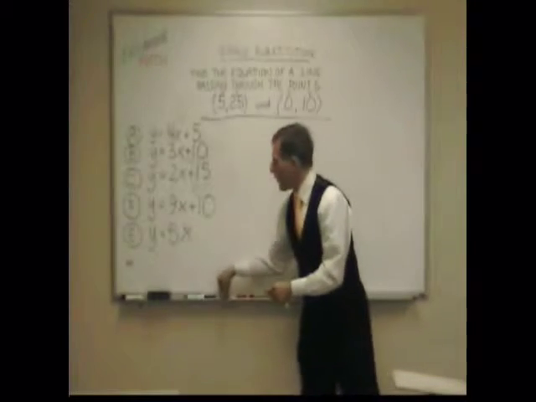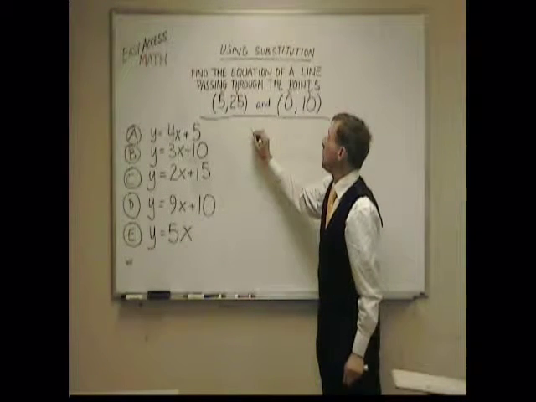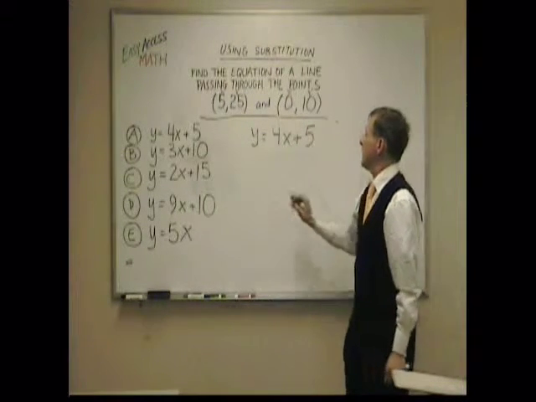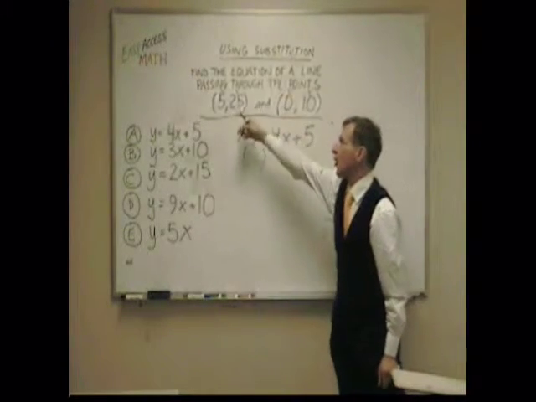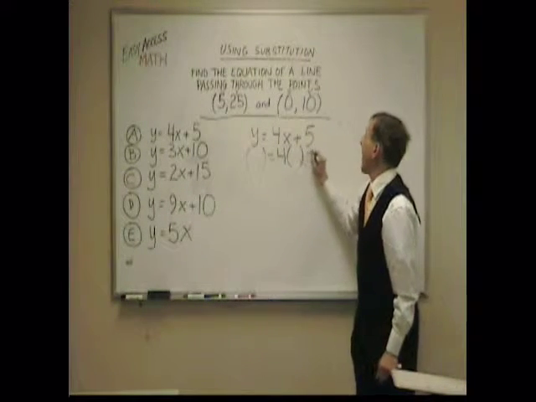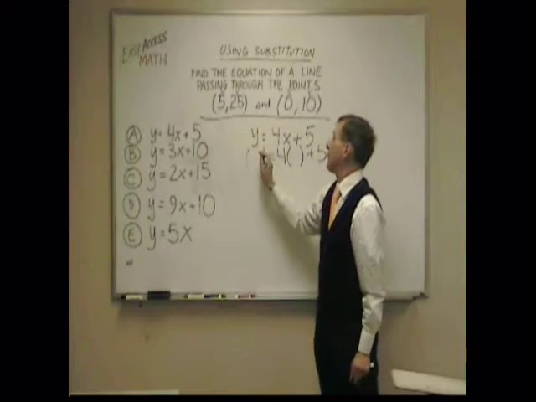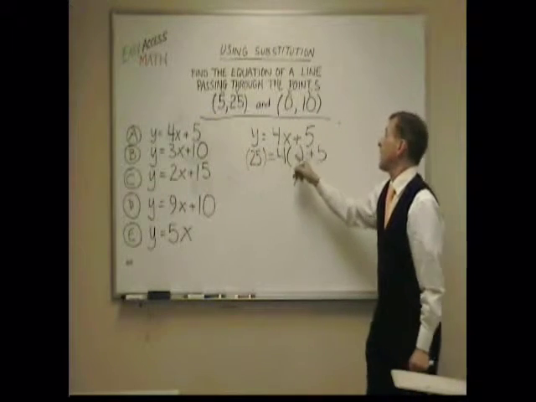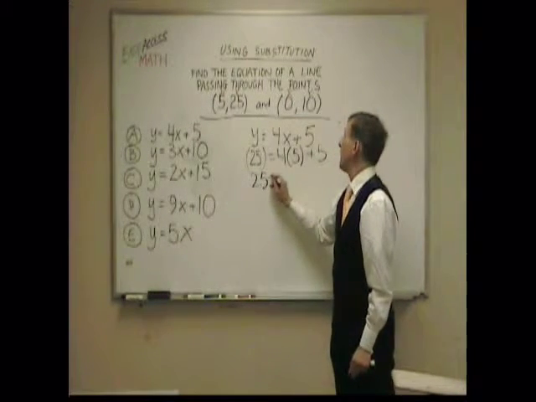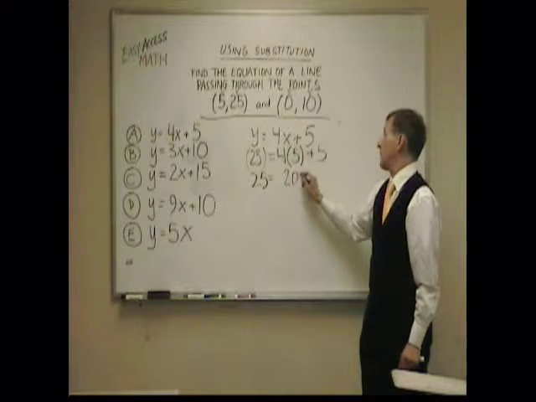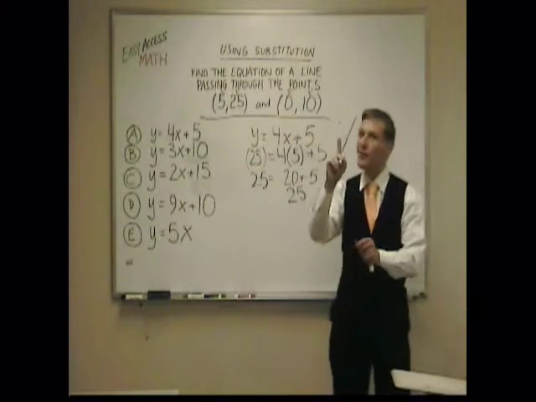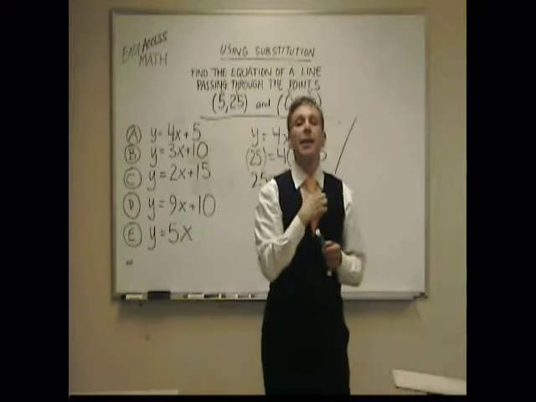Let's look at A. For A, I have y equals 4x plus 5. Now I'm going to substitute the y. I'll start with that point, and I'll substitute the x as well with the actual numbers in the coordinates. And I have 25, which is y, equals 4 times 5 plus 5. Let's see if that's true. Well, 25 equals 4 times 5 is 20, plus 5, and 20 plus 5 is 25. It works. It works, but only for this point so far. You need the equation that works for both.